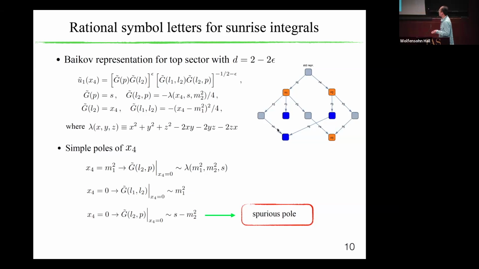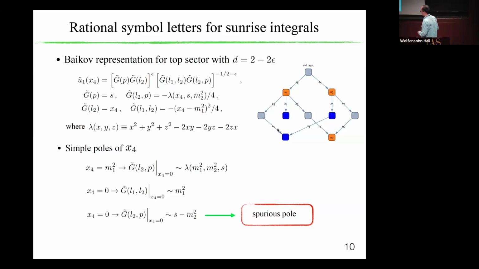And we'll get some Källén function. This is just the Källén function. And we can also localize the Gram determinant of L1 and L2 at 0. We'll get another pole. And we can check these two are really the rational letters in the differential equations. But the third one is a little special, because we can localize the Gram determinant of L2 and P on this singularity. We'll get s minus m2 square.